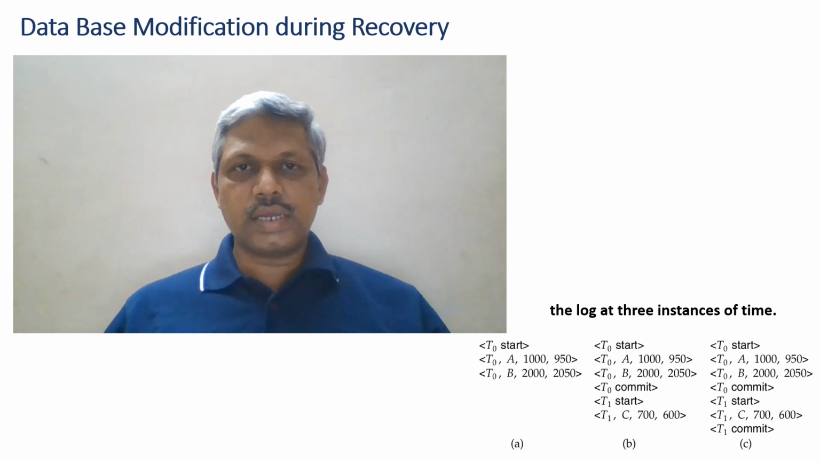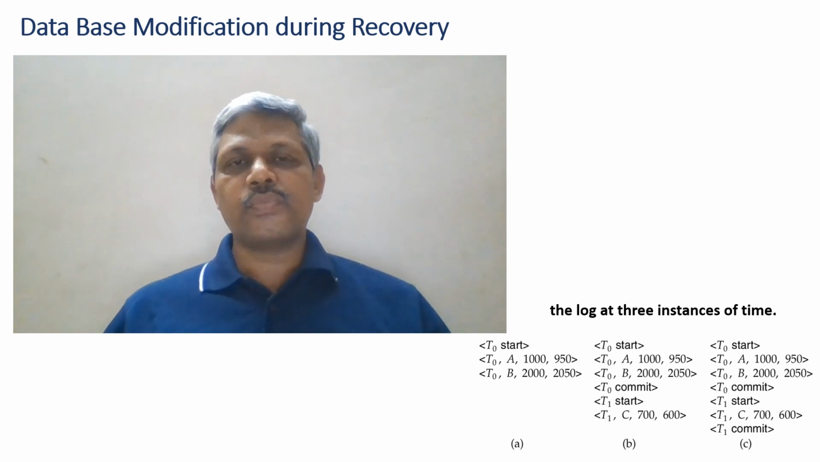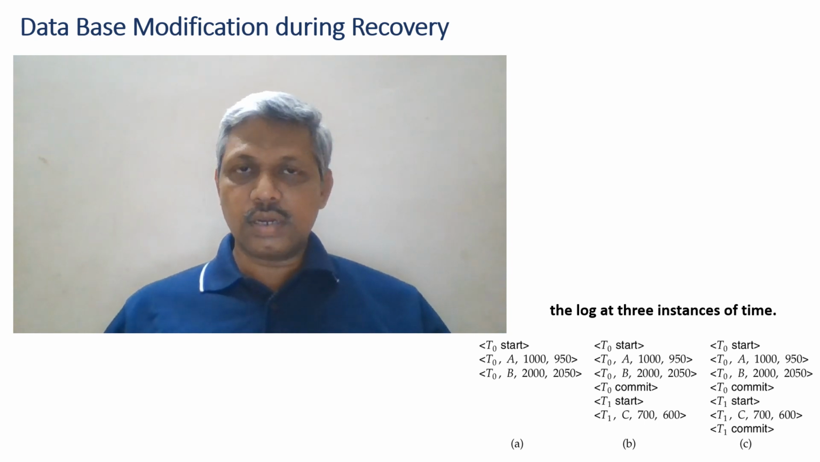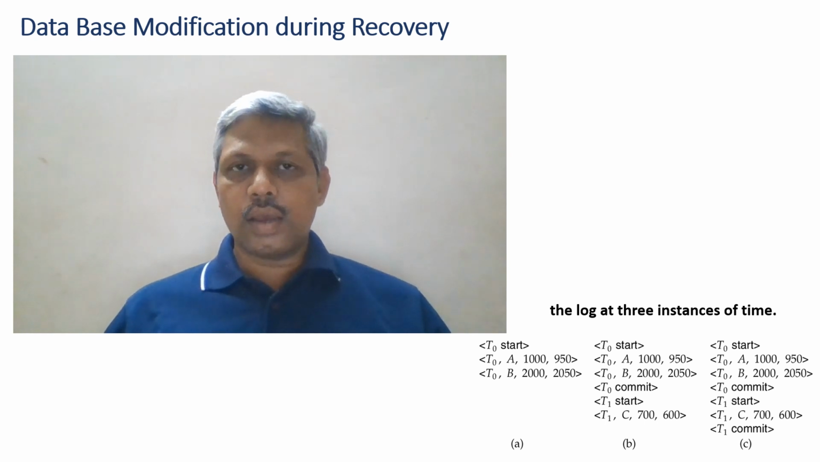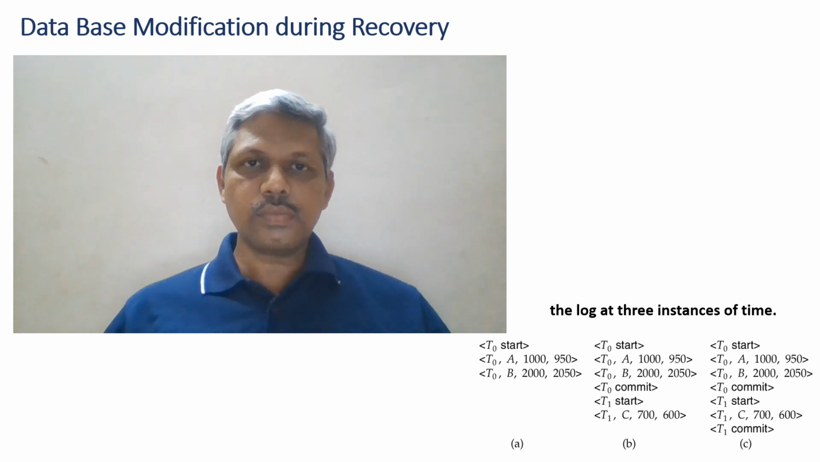In the first instance, the log record consists of only one transaction, T0, and two actions are there. T0 has modified the values of A and B from 1000 to 950, and 2000 to 2050. T0 has started, but it has not committed and not aborted. That means we have to undo the actions of T0, restoring the values of A and B to 1000 and 2000 respectively. Once we undo the actions, we need to write an abort log record for T0 in the recovery process.